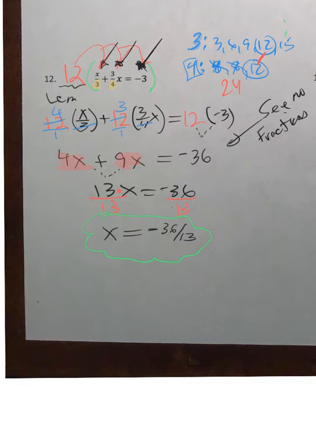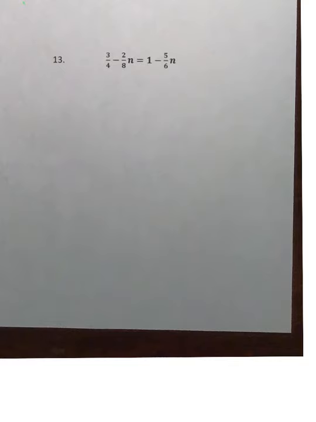Okay, multiplying through by the LCM clears the fractions, hence fraction busters. So let's try another one. This one looks like a doozy. So again, the first thing we want to do is focus on what the denominators in the problem are. And we want to find the LCM.